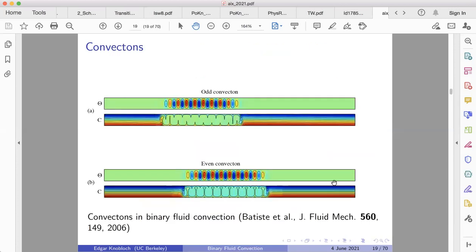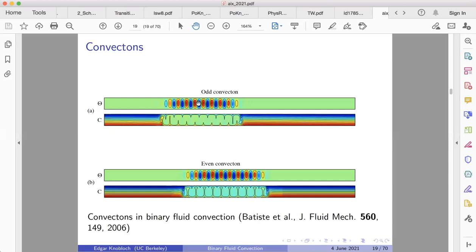So let's talk about a fluid problem. And I'm going to talk about these localized solutions that we've been calling convectons. So these are stable solutions of some PDEs, which I'm going to describe on the next page. And the important thing here is that for the same value of all the parameters, you have multiple stable solutions.